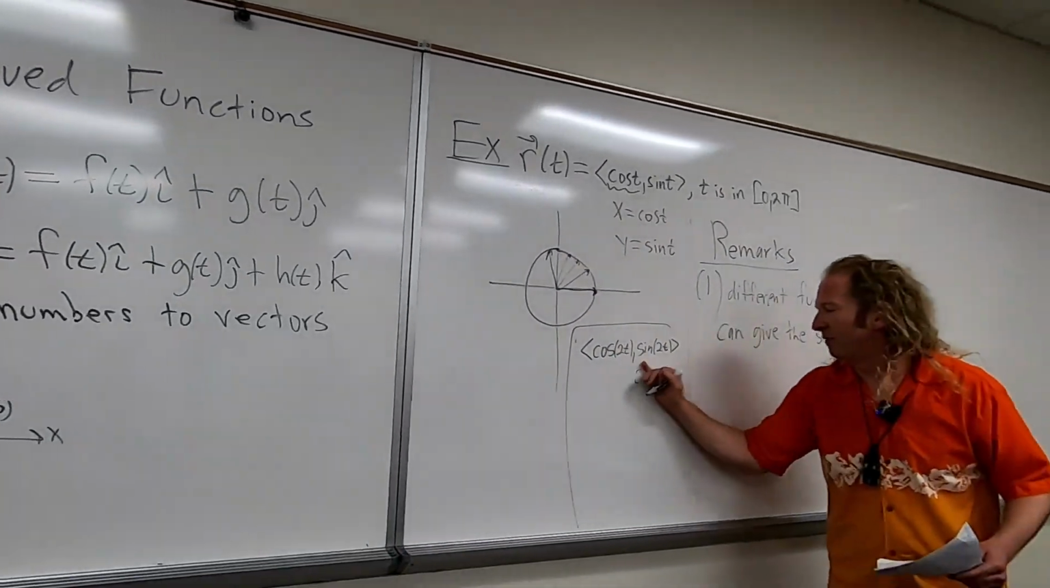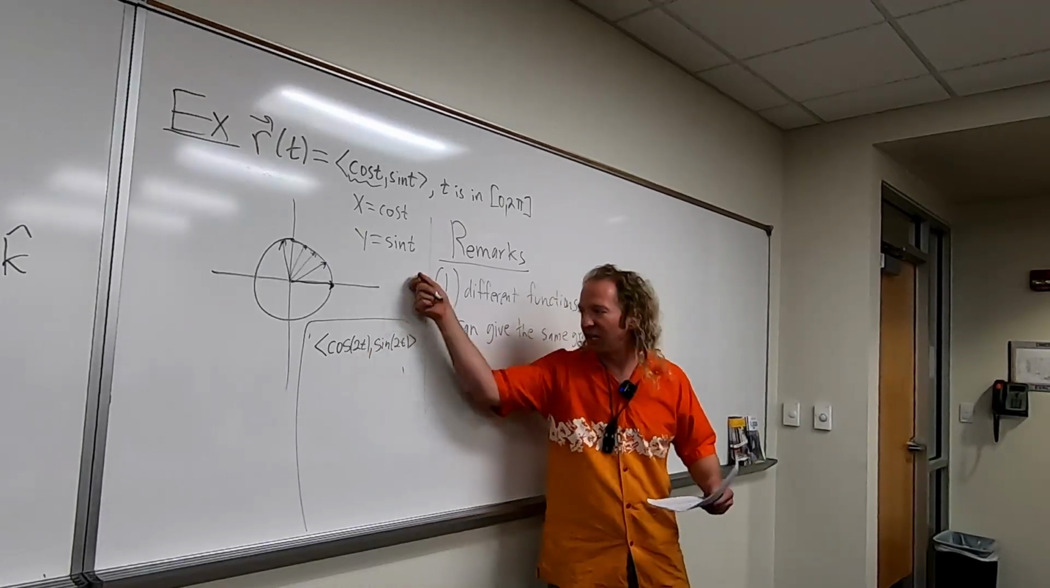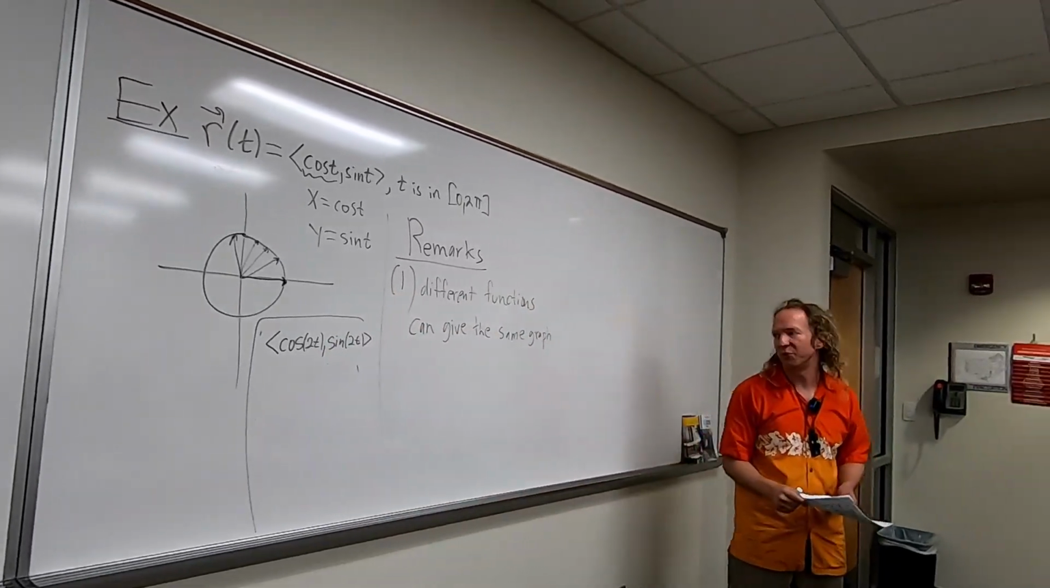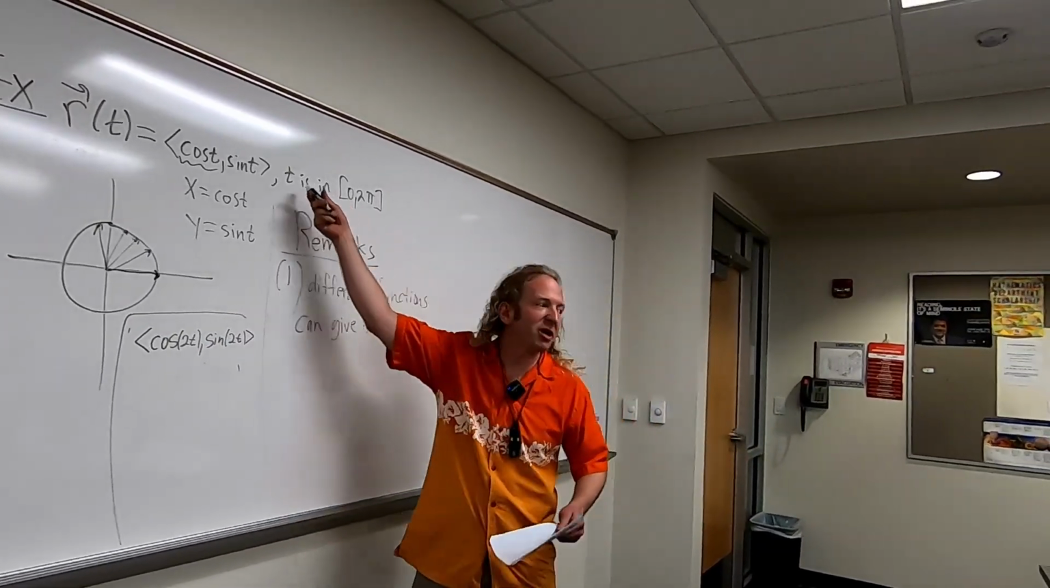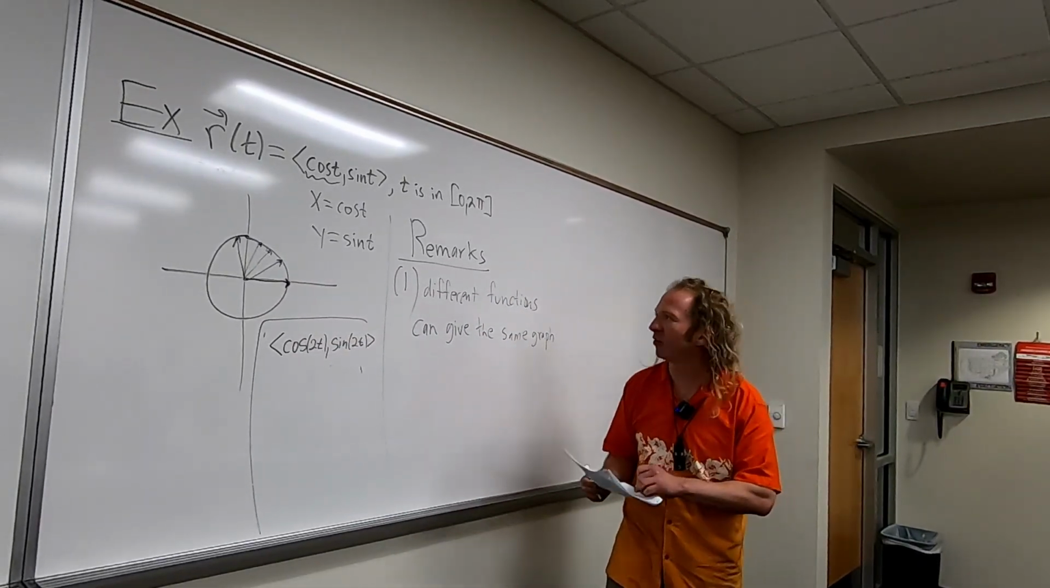But 2t makes it twice as fast, 3t 3 times as fast, 4t, but it gives you the unit circle. It gives you the unit circle as well. So there's infinitely many parametric equations, right? That's the only remark.